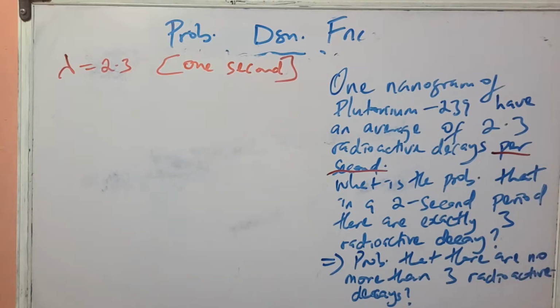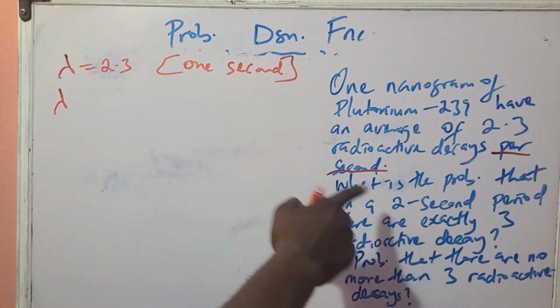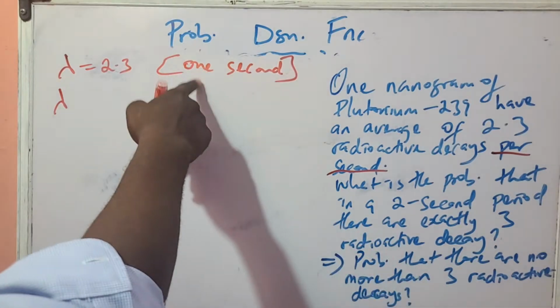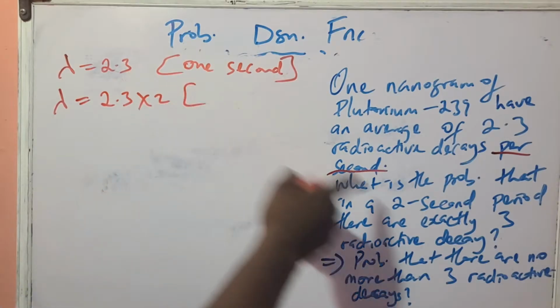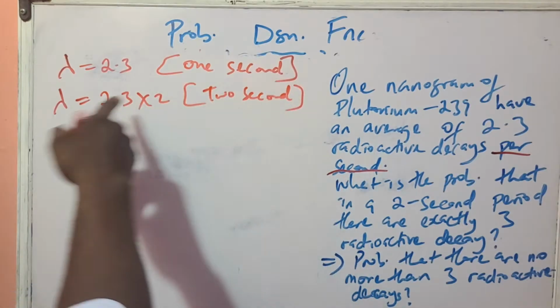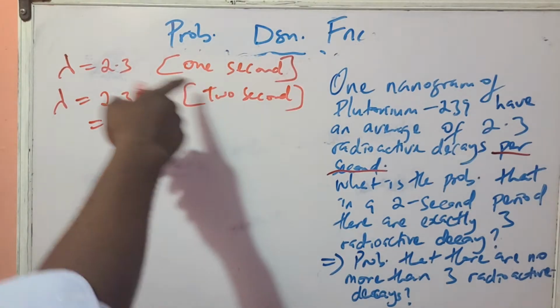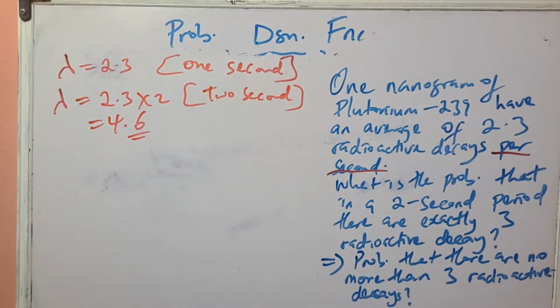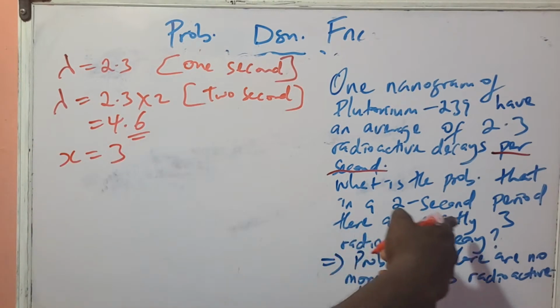In this case, you can obviously see that your lambda can no longer just be 2.3, because you're dealing with a 2-second period, not 1 second. So your lambda has to be modified as 2.3 times 2. This will work for 2 seconds. So this is the rate for 2 seconds, which of course is 4.6, whereas 2.3 is the rate for 1 second. Now, the question said you should find the probability that in a 2-second period there are exactly 3 radioactive decays. In this case, your x will be equal to 3, because they said there are exactly 3.